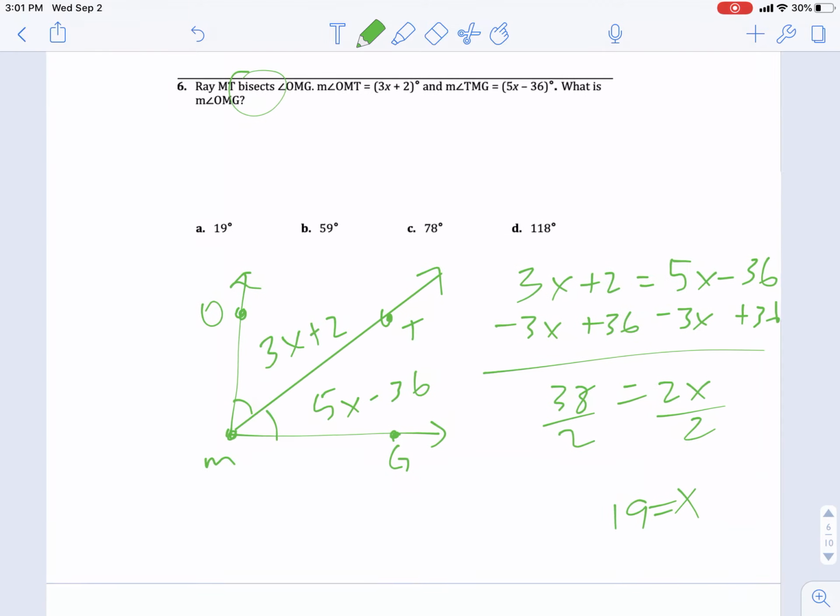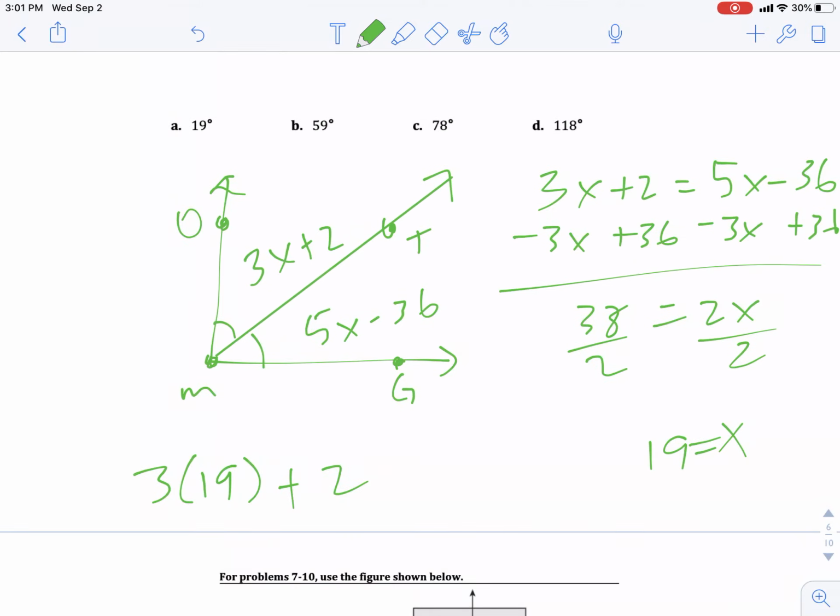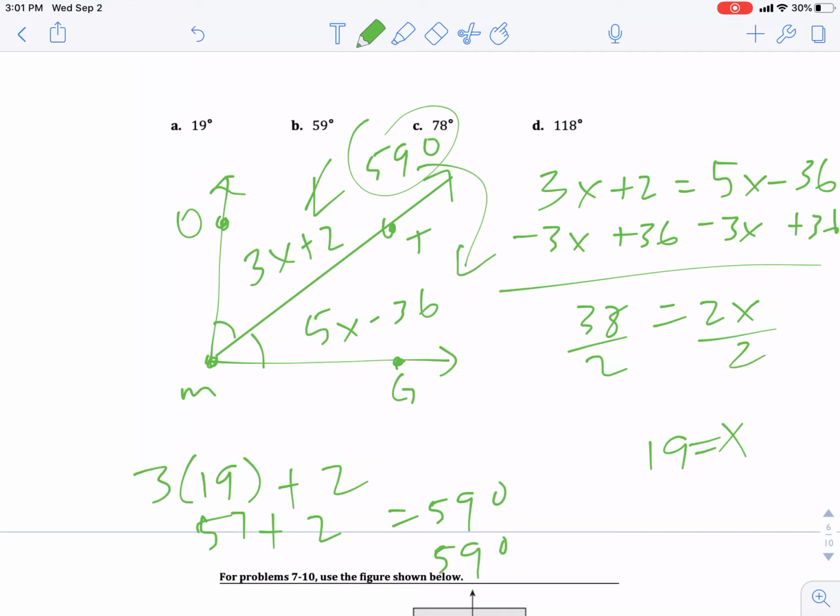Then we have to plug in 3 times 19 plus 2. 3 times 19 is 57. Plus 2 is 59 degrees. So 1 part was 59 degrees, that means the other part has to be the same thing. So when we take 59 degrees and 59 degrees, we get the measure of OMG to be 118 degrees.